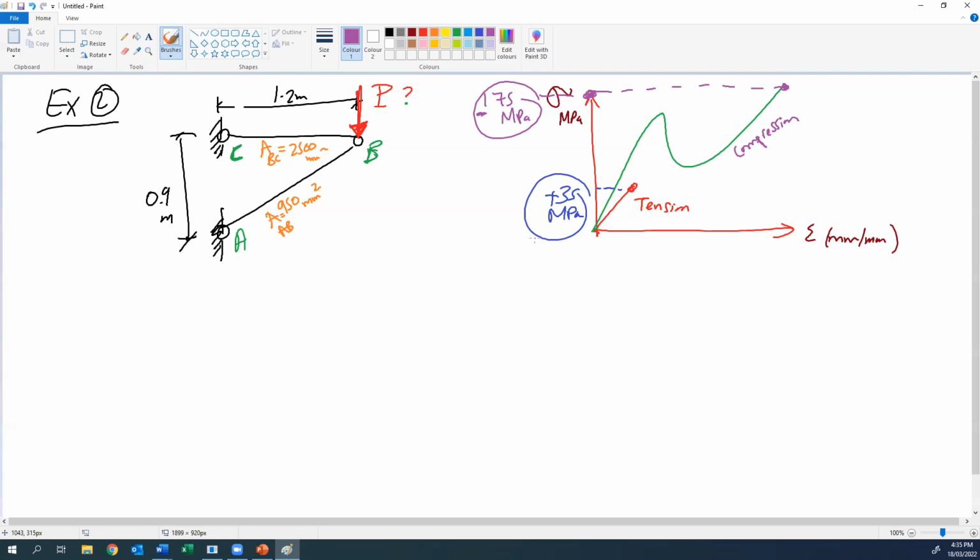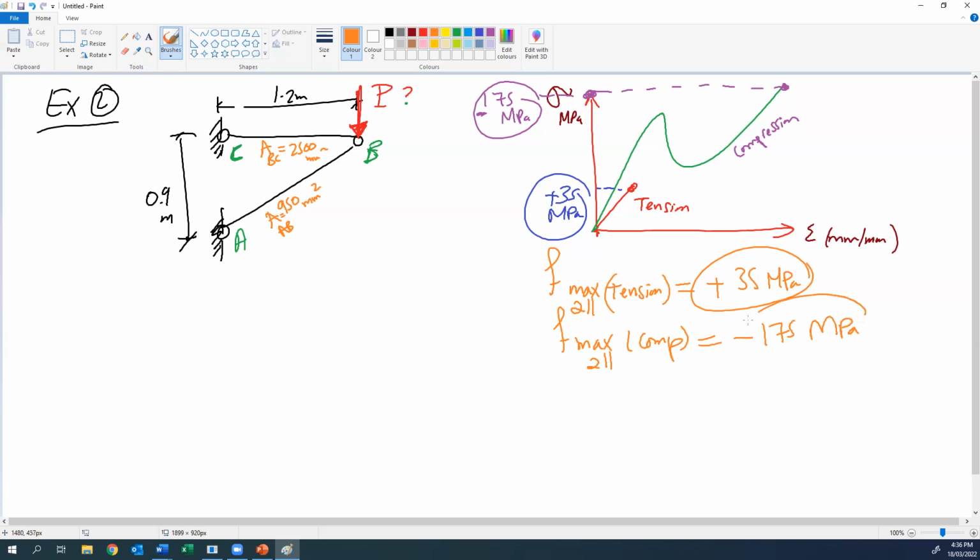From these 2 curves, because no buckling will happen, we assume no buckling happens to our structure. The maximum allowable stress for this material in tension, which is the maximum stress this material can carry in tension, is 35 MPa. This is what we can conclude from this figure. And the maximum allowable in compression will be negative 175 MPa. Okay, this is all the information we know.